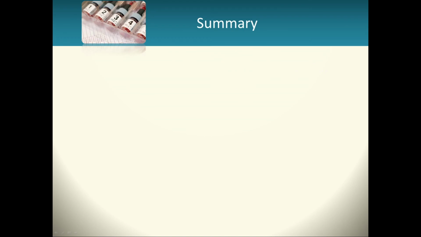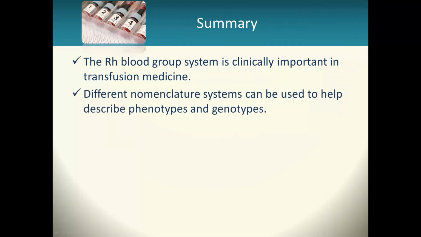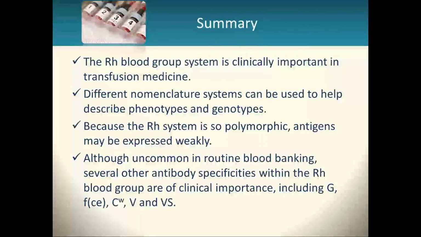In summary, the Rh blood group system is clinically important in transfusion medicine because antibodies are capable of causing severe HTR and HDFN. Different nomenclature systems can be used to help describe phenotypes and genotypes. And because the Rh system is so polymorphic, antigens may be expressed weakly, and variations and deletions are sometimes seen. Although uncommon in routine blood banking, several other antibody specificities within the Rh system are of clinical importance, including G, F, Cw, V, and VS.